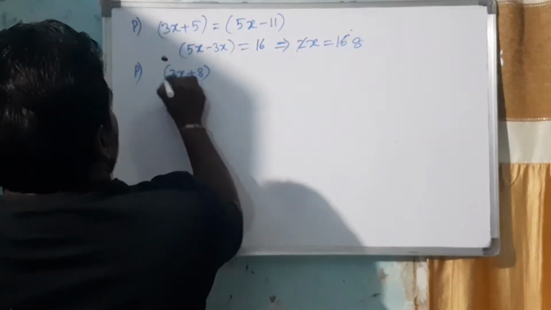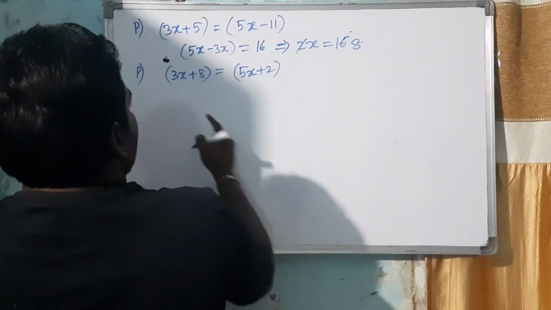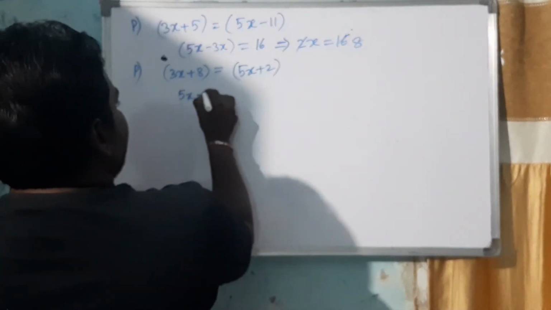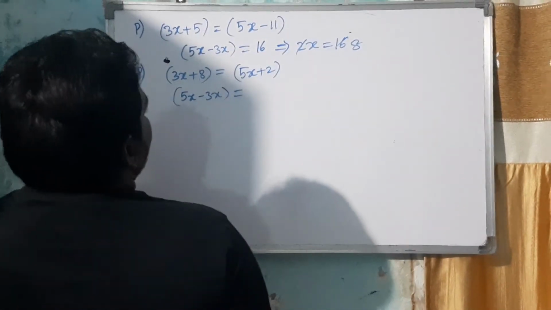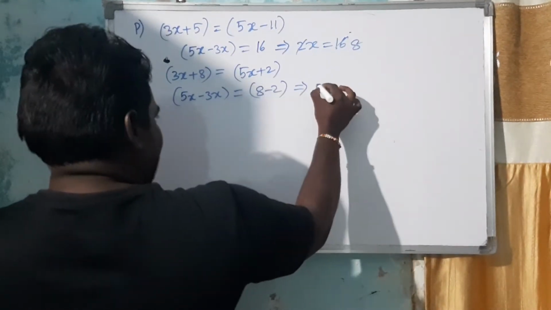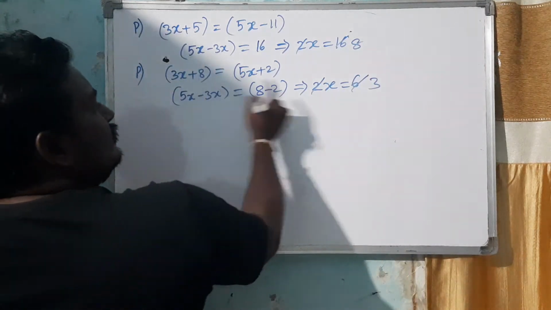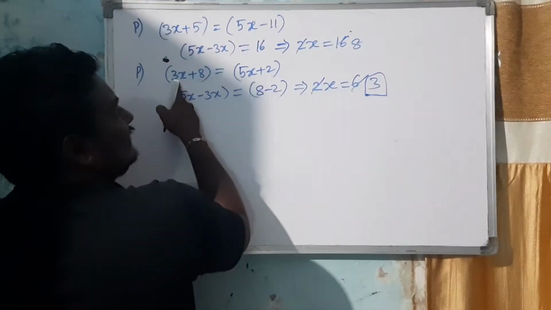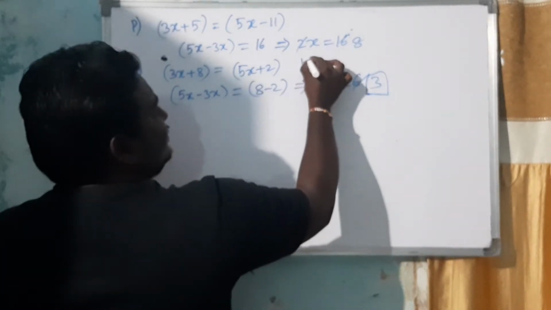3x plus 8 equal to 5x plus 2. So transform this 3x to that side: 5x minus 3x, and this 2 to this side: 8 minus 2. 5x minus 3x is 2x. 2x equal to 6. Directly x equal to 3. If you substitute x equal to 3 here, 3 into 3, 9, 9 plus 8, 17, and 5 into 3, 15, 15 plus 2, 17. 17 equal to 17.